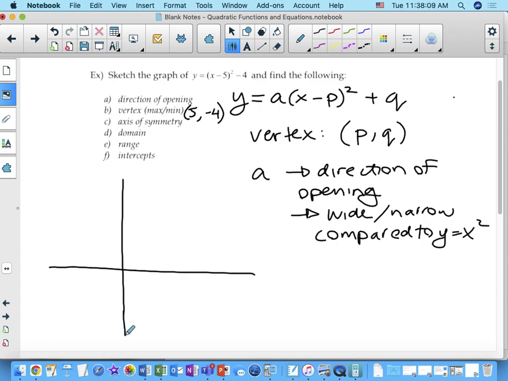Okay, so if we were to graph this, 1, 2, 3, 4, 5, 1, 2, 3, 4. Okay. Here's our point. This is the point 5, negative 4. Okay. The a value is positive. What direction is it going to open? Up. So direction of opening is up. Okay. It's going to look identical to y equals x squared. So a really handy thing to do is either to memorize, or I just kind of always jot this down, this little table of values.